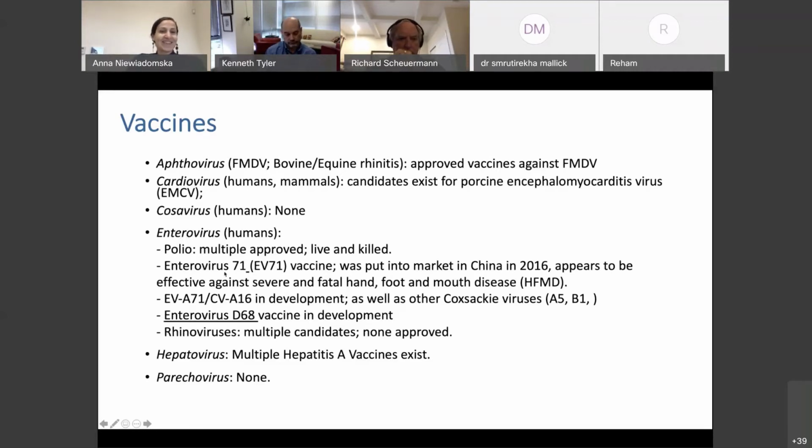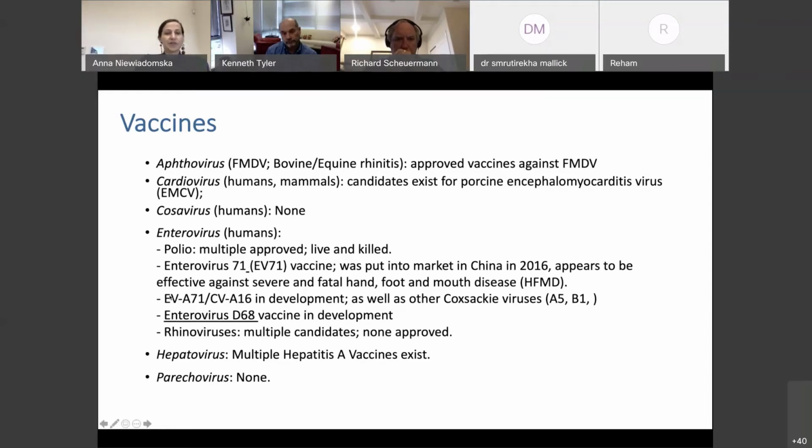And there's more recently a vaccine for Enterovirus 71, which causes hand, foot, and mouth disease. This was put into market in China, and I think there's a couple others as well that were released in China, but so far these haven't been approved in the rest of the world. They so far appear to be effective against severe hand, foot, and mouth disease in children there.